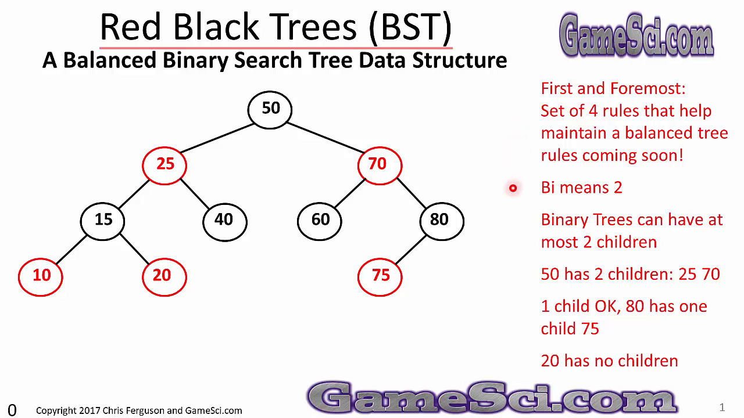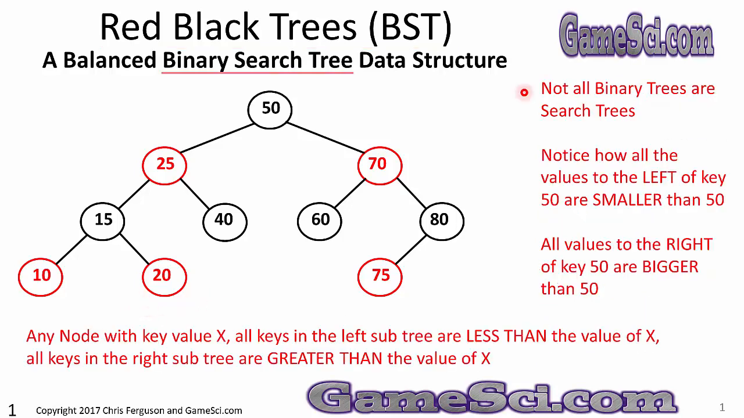Bi means 2. Binary trees can have at most 2 children. 50 has 2 children, 25 and 70. 1 child is okay. 80 has 1 child, 75. And of course 20, the leaf node, has no children whatsoever. A binary tree can have 2, 1, or 0 children, but no more than 2. Not all binary trees are search trees.